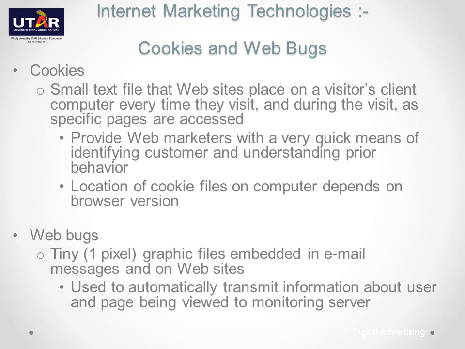Second, cookies. These are small text files placed on the local drive of the user's PC. Whenever they visit, the cookie is activated, so it provides a reference for web marketers, identifying the customers and understanding their prior behavior. The location is on the computer, depending on the browser version. Also web bugs, which are tiny graphic files able to transfer information to a monitoring server when viewed by the user.